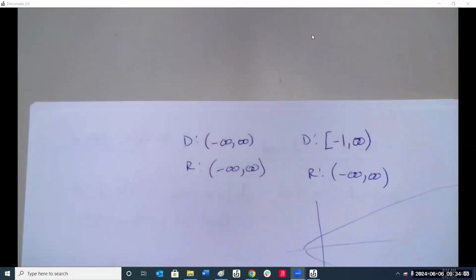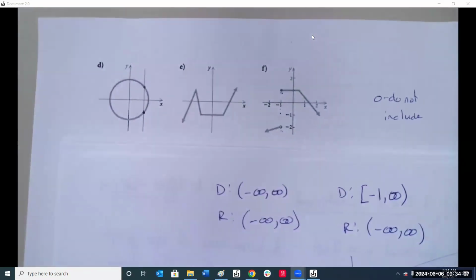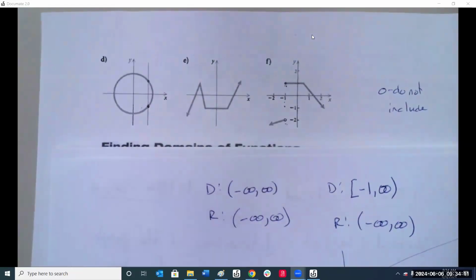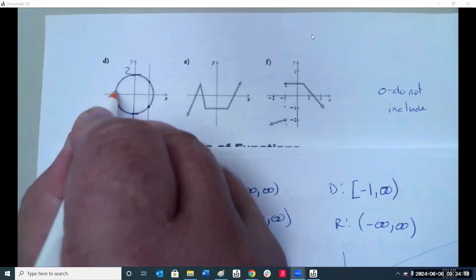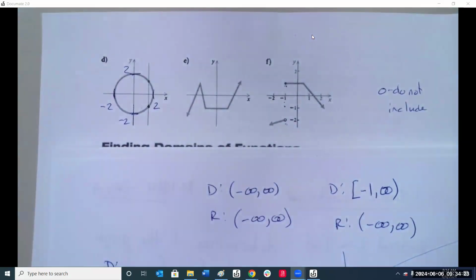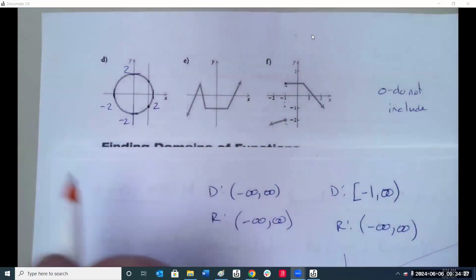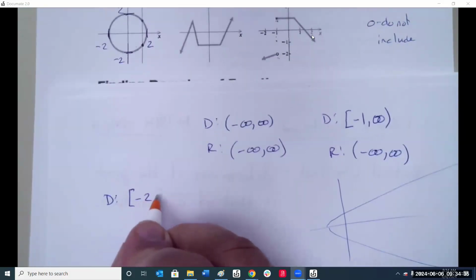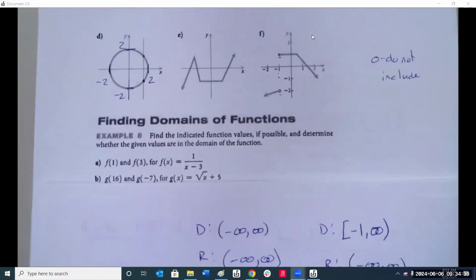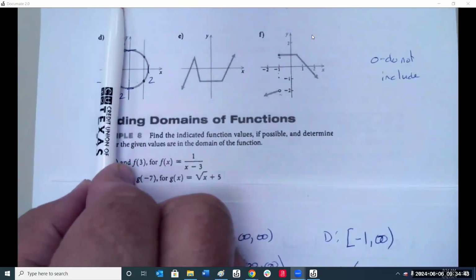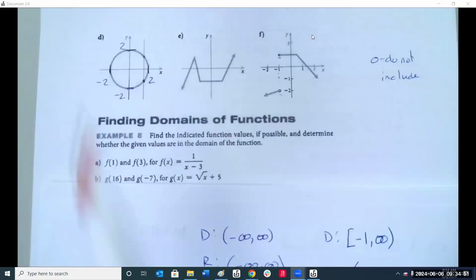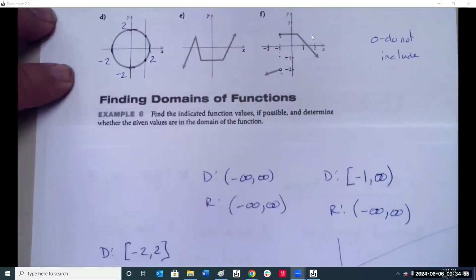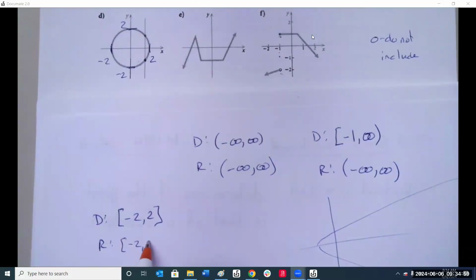Okay. Let's look at some examples now. How about the first one? What's the domain of that one? Let's go 2, -2, -2 to 2. Yep. Bracket -2 to 2. To help you see it, put your pen. It stops at where? -2. It goes all the way to +2 and it stops. Same thing with the range, -2 to 2. So the range is -2 to 2.